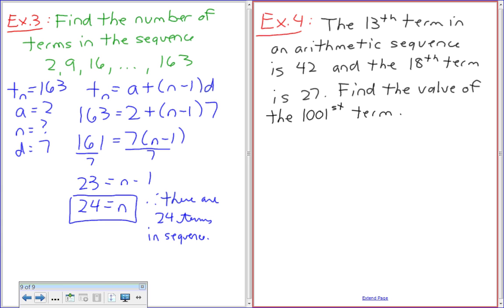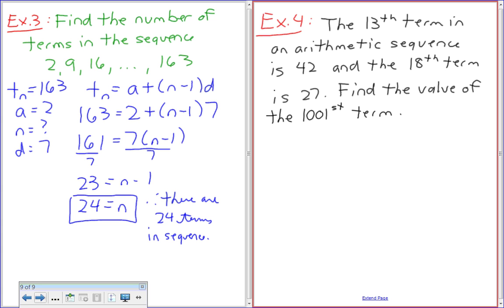Okay, so this is where we're going to stuff like this. So it's a bit more complicated. You guys should all handle this, no issues, okay? So we'll go through this one together as a class. It says the 13th term in an arithmetic sequence is 42 and the 18th term is 27. Find the value of the 1,001st term.